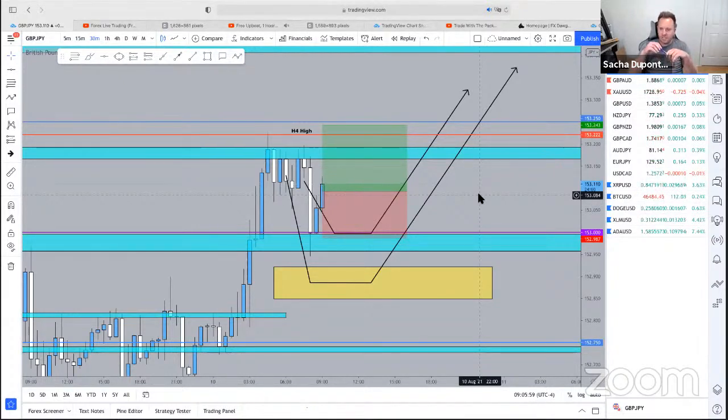Oh, Mark the Stash took it on the opening of the candle. Good one, Mark. 7 pips running. That's good, man.